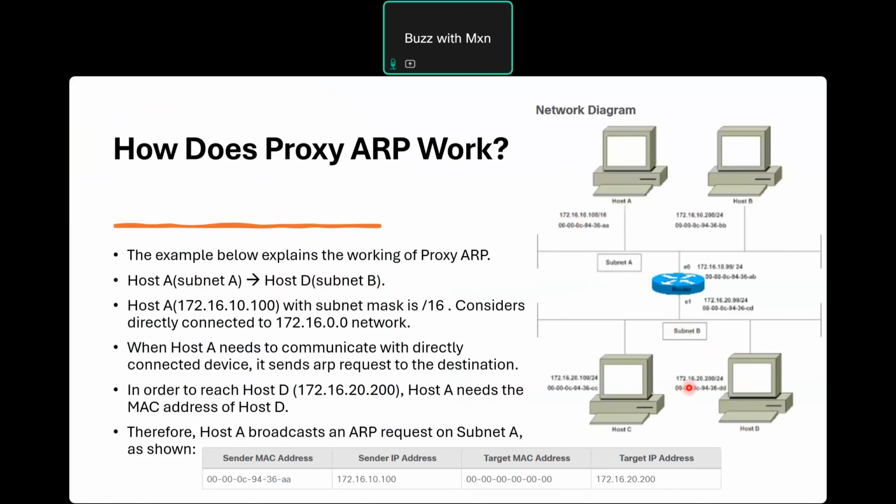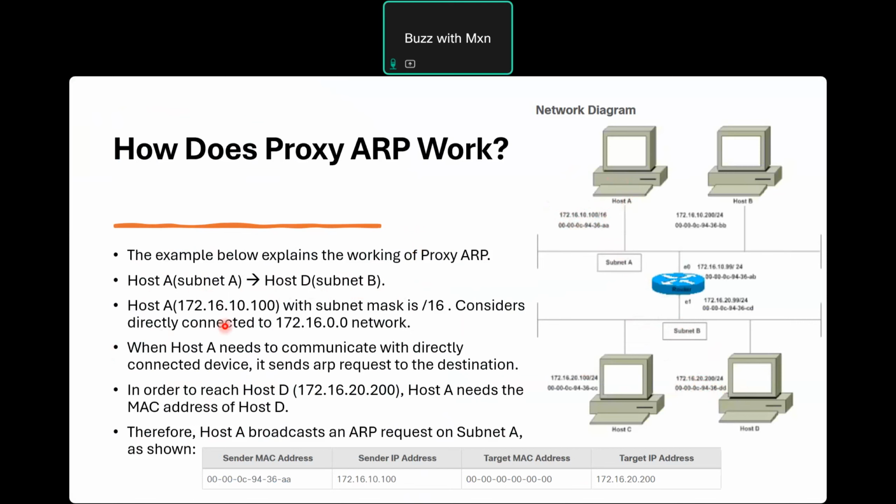And the IP address for host D is 172.16.20.200/24. Looking at the IP address, it is part of network 172.16.0.0. Whichever IP addresses are in its network, it will assume that the destination it wants to reach is present in the same network. Because it is 172.16.20.200, it will assume that host D is present in the same network that host A is present in.